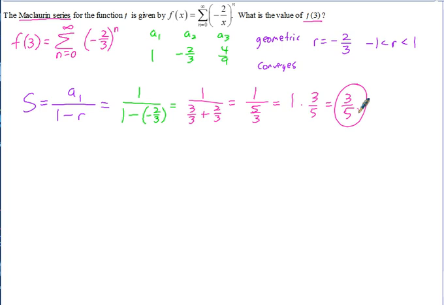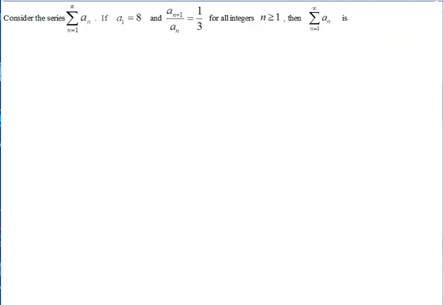Usually when they're asking you for the sum of a series, most of the time it's going to be geometric, because that one we have a nice formula for, unlike the other tests that just tell you if it converges or diverges. This next one's written a little differently. It says we've got this series, and a sub 1 equals 8. And a sub n plus 1 divided by a sub n is 1/3 for all integers n greater than or equal to 1. Then what is this series?